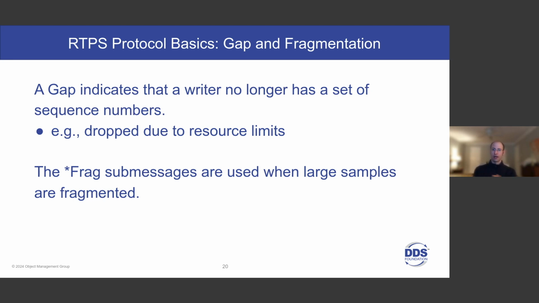So just to the way timing works out, the reader may get knowledge that a sequence number exists, but by the time that's communicated, the writer might say, I don't have it anymore. So that's what the gap is there, is to indicate to the reader, I don't have it, move on. And then the frag messages are used when large samples are fragmented, that we've already covered that.